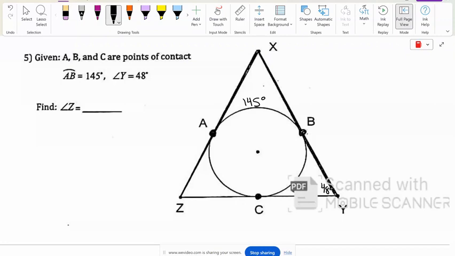What kind of angle is angle Y? It's an outside angle, and more than just an outside angle, what kind of special angle is it? Tangent-tangent angle. So that means angle Y and arc BC add up to 180 together. So I can now find arc BC. Arc BC is going to be 180 minus 48. So we're at 132 degrees.